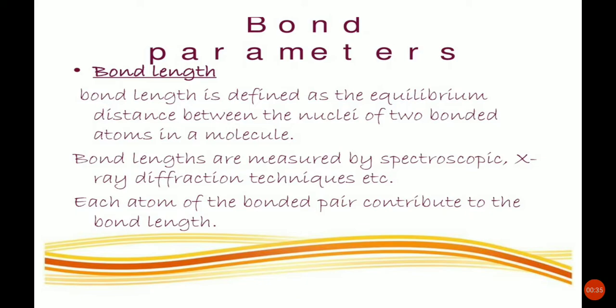From the name of the bond parameter, you can understand that it is nothing but the length of the bond. So bond length is defined as the equilibrium distance between the nuclei of two bonded atoms in a molecule. It is nothing but the distance between two nuclei of the two bonded atoms. Okay, so distance between the nuclei of two bonded atoms is known as bond length, and bond lengths are measured by spectroscopic, X-ray diffraction techniques, etc.